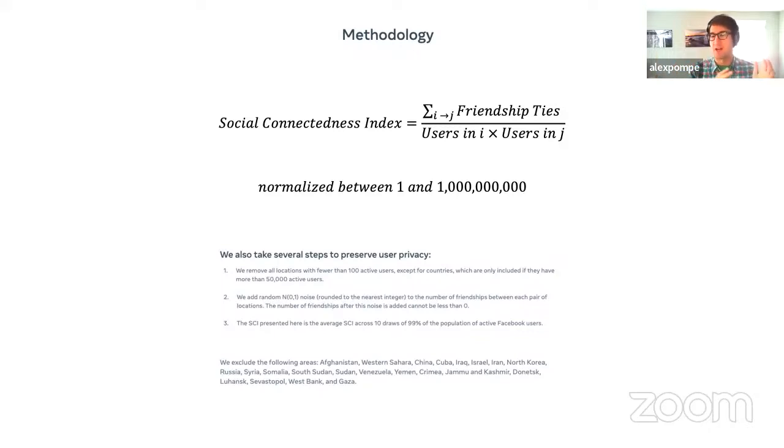And we scale it back between a number of 1 and a billion. So the two countries on Earth that have the most total friendship ties between our users get a score of 1 billion. And the two countries on Earth that have the lowest number of total friendship ties between all users get a score of 1. And then we fill in that distribution for all country pairs on Earth.